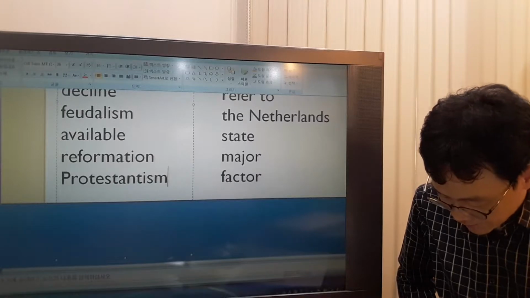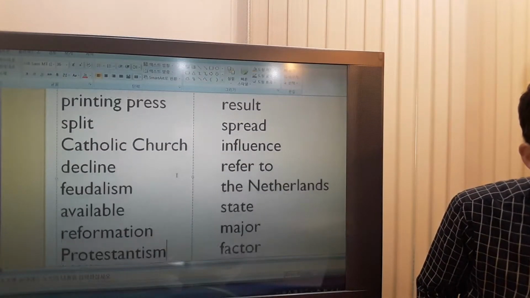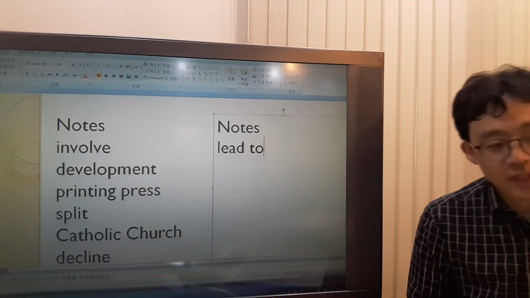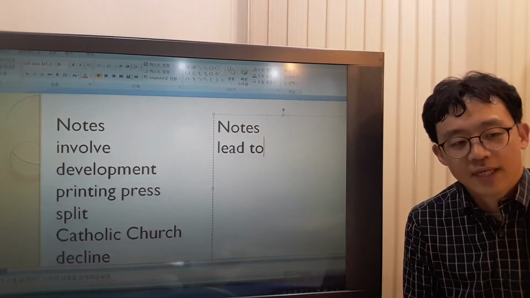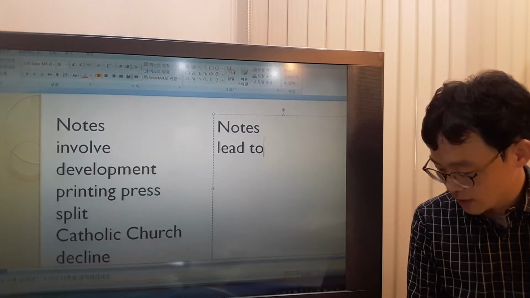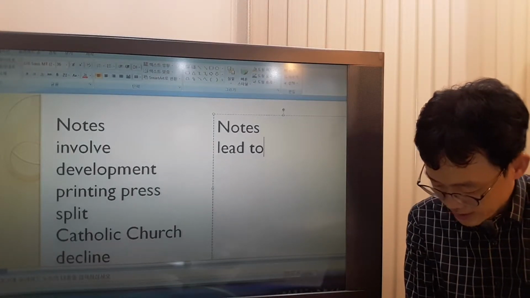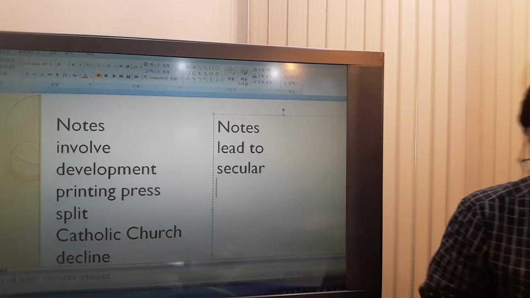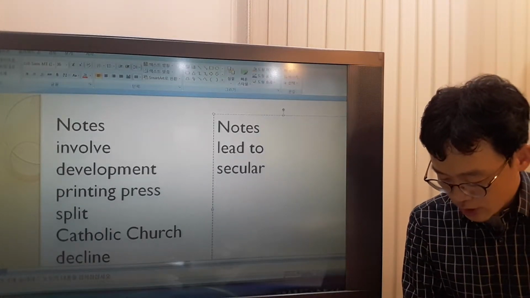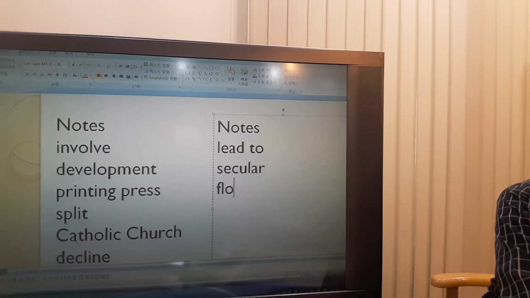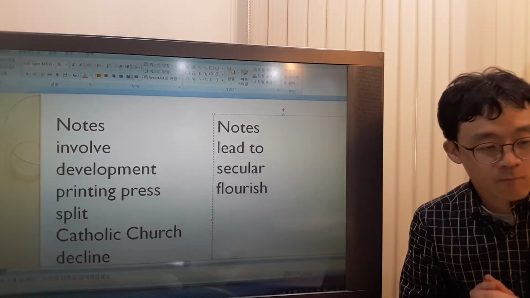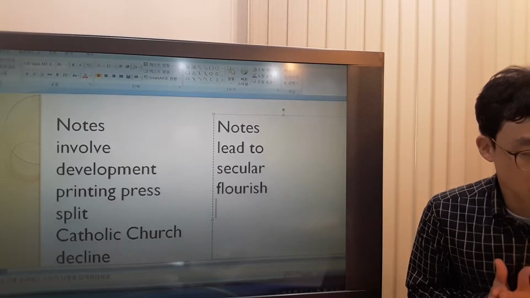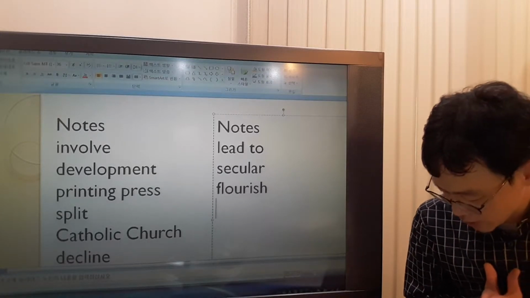Led to many people living more secular lives. What is the base form of led? Lead to, right? If something leads to something, it causes that. What does lead mean? Lead means to take someone somewhere, to guide. It led to many people living more secular lives. What does secular mean? Secular means not related to religion, okay? Which allowed new ideas to flourish. What does flourish mean? Flourish means to be successful and strong and becoming stronger. That is flourishing.